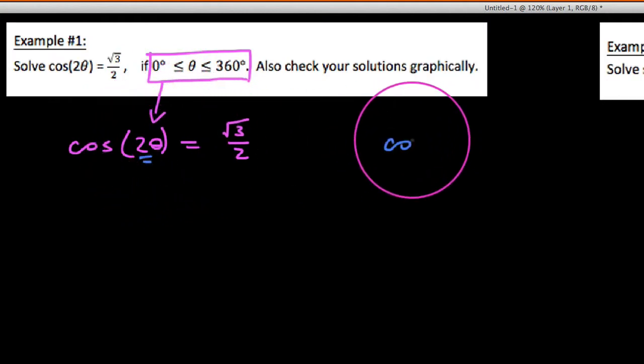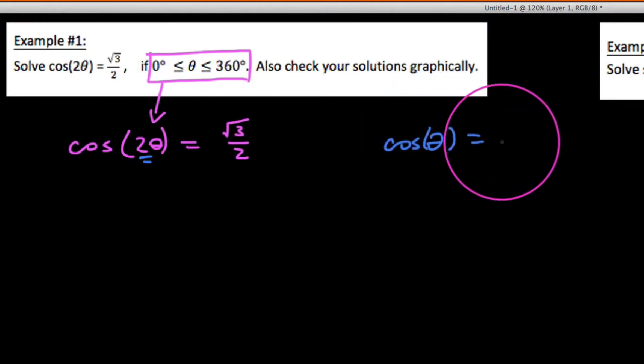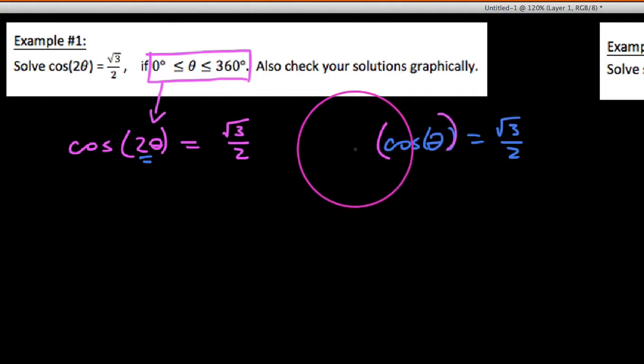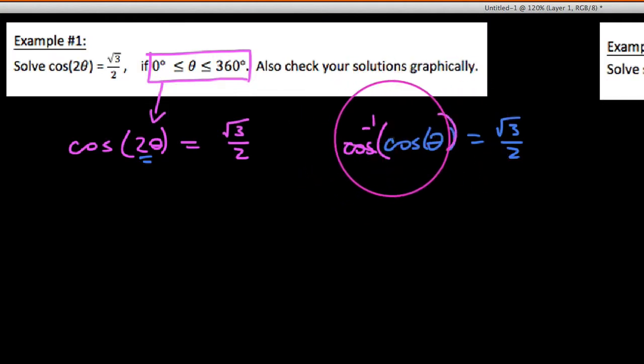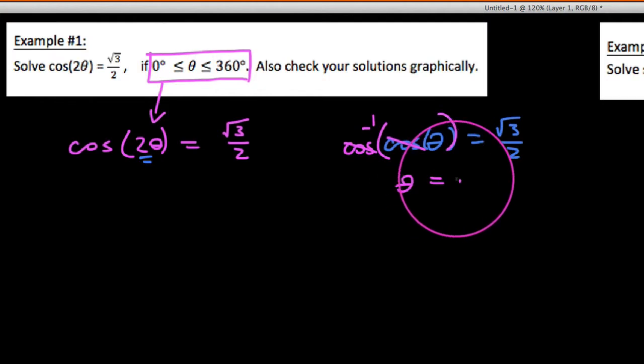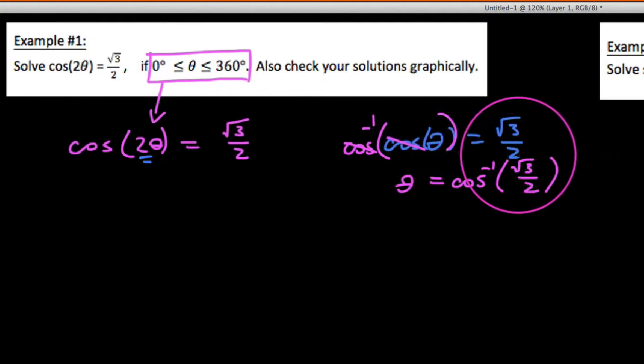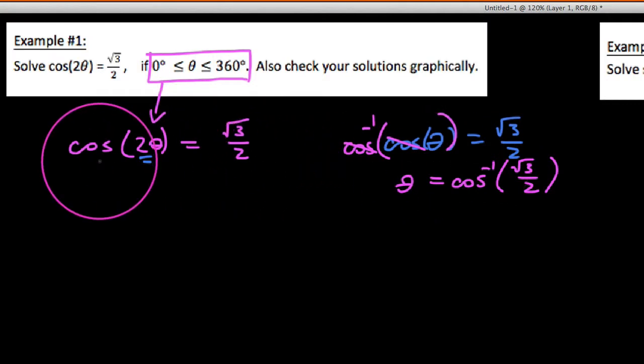So what we're used to seeing in the past are equations that look like this: cosine of theta equals root 3 over 2, and our method for solving this was just to do the cosine inverse of both sides. We say cosine inverse of this would leave us with just theta, where if I did cosine inverse of the right, I'll write that down here, I get this thing right here. And we can check this on a calculator, and we will. But the idea here is we're going to do the same thing.